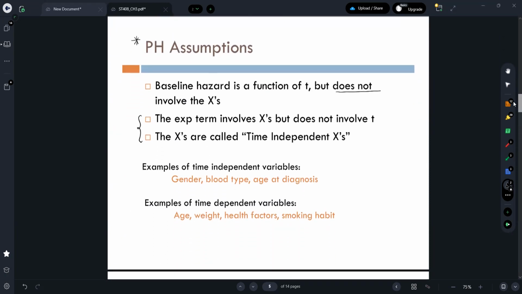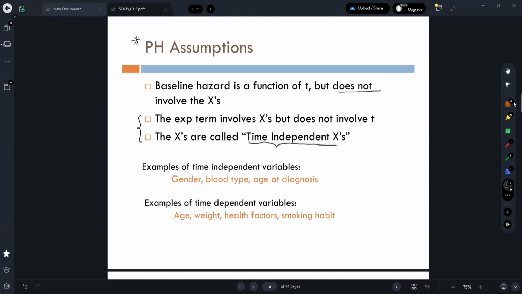Then the second thing, the exp term involves x's but does not involve t, right? So that also we checked. That means these x's are time independent, right? So that's why it's called x's does not involve t. Okay, so the exp term involves x but not t. The reason is x's are time independent, right? So when you fit a model, you have to make sure this time independence is there before you fit the model, right?